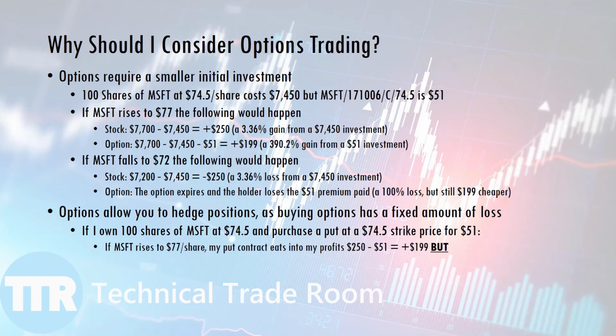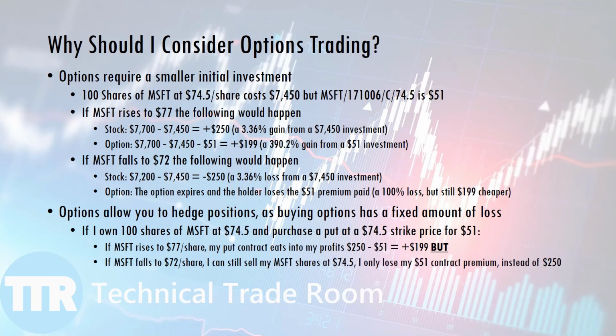If Microsoft rises to $77, my put contract, yes, would eat into my would-be profits of $250 and net me only $199, but if Microsoft were to fall to $72, my put contract would allow me to sell my shares at that strike price of $74.50, and I would technically only lose the premium that I paid for the put contract. That would save me a total of $199. Options can allow you to hedge your investments, limit your losses, and see greater gains. You should give it serious consideration for your portfolio.